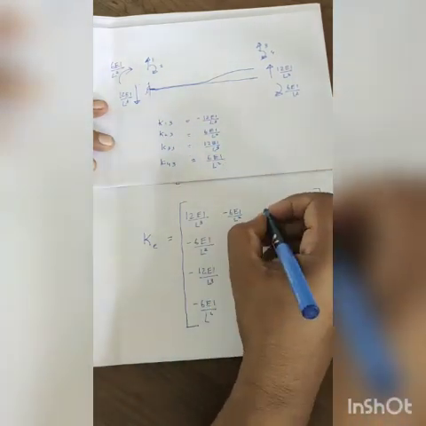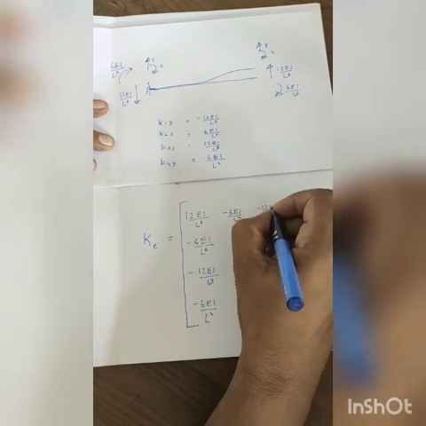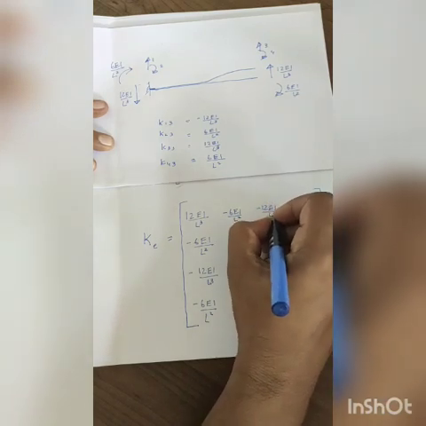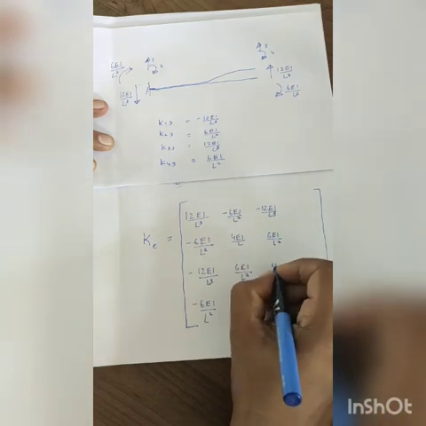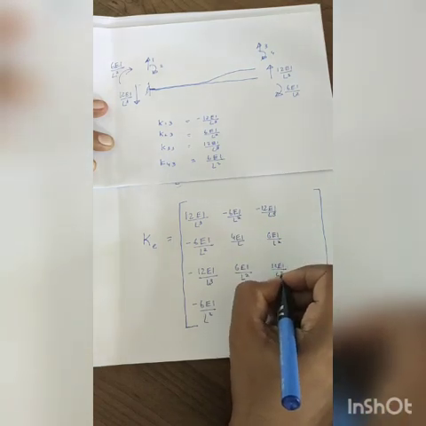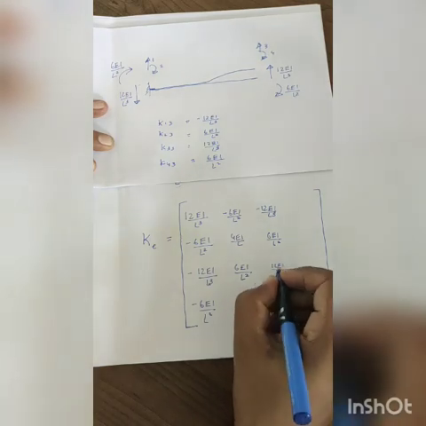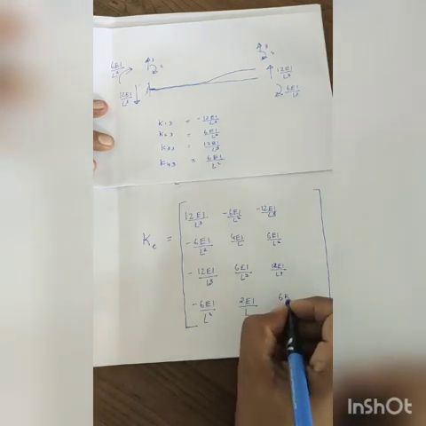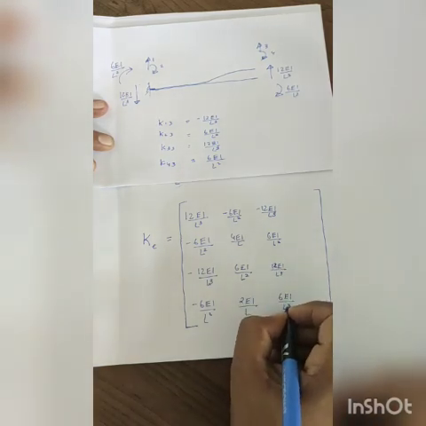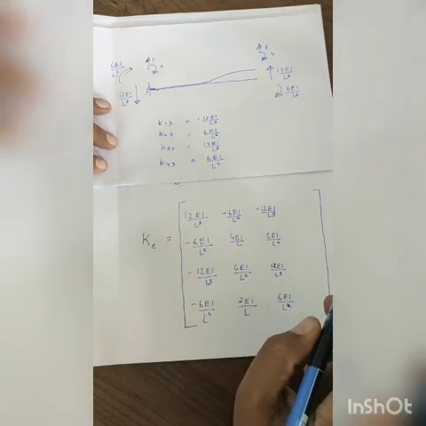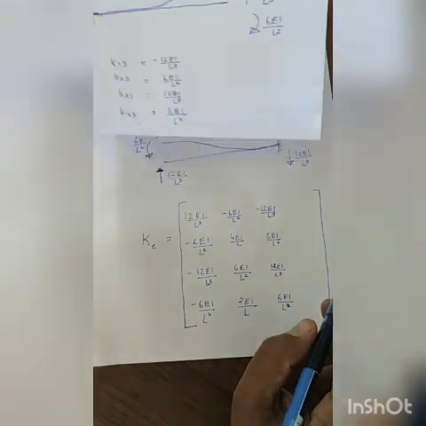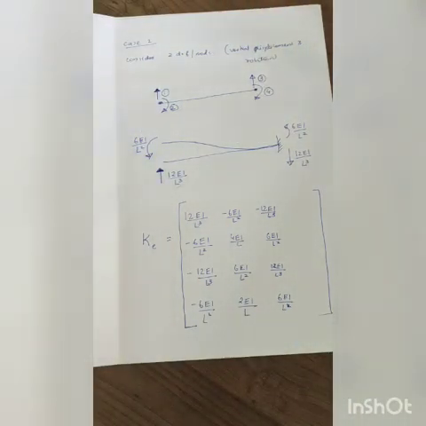So you can fill this column, that is minus 12EI by L cube, 6EI by L square, 12EI by L cube, and again 6EI by L square. So you can understand that we have filled the third column. Now it is the time to fill the fourth column.